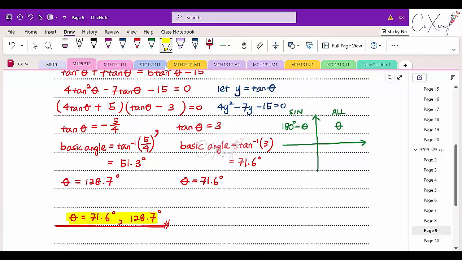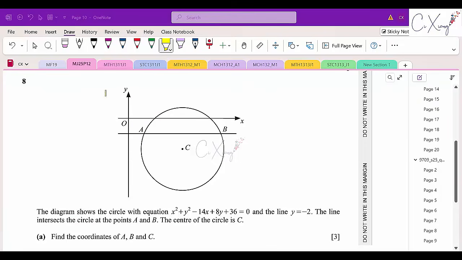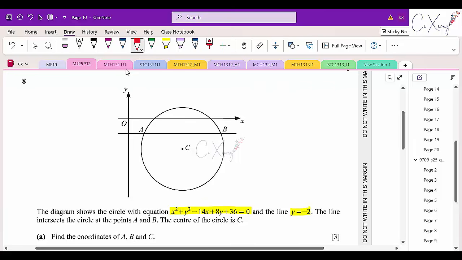Alright, so this is how we solve question number 8. We are given a diagram with a circle, and the equation of the circle is this one. And the line is y equals negative 2, so there's a horizontal line, y equals negative 2. The line intersects the circle at the points A and B. The center of the circle is C. Find the coordinates of A, B, and C.